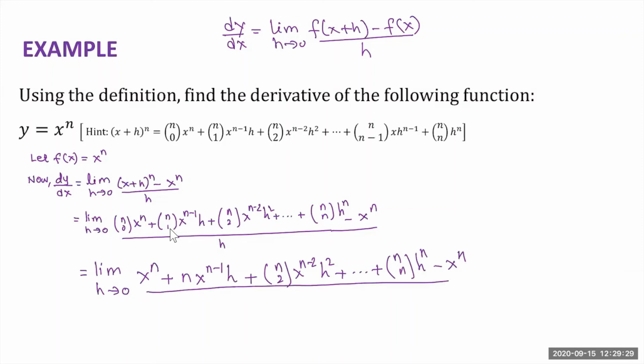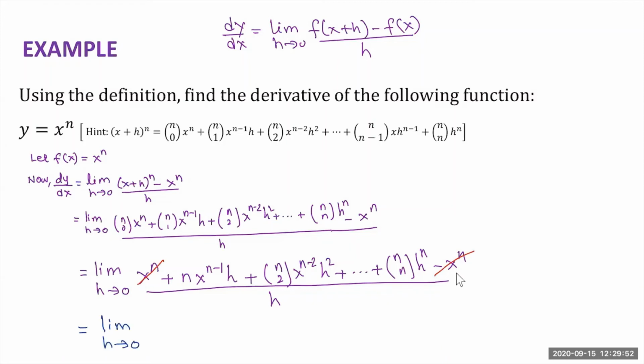all divided by h. Now, if you look at the numerator, you'll see a magic there. Here is x to the n, here is x to the n. One is positive, the other one is negative. So they get cancelled. So in the next step, let's simplify this.